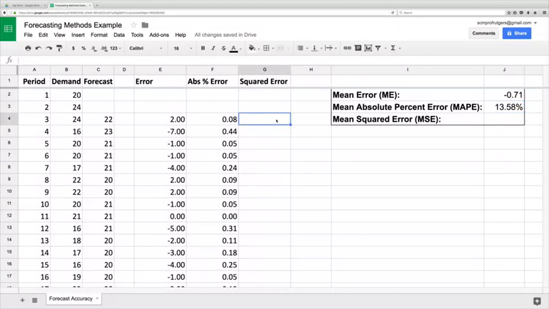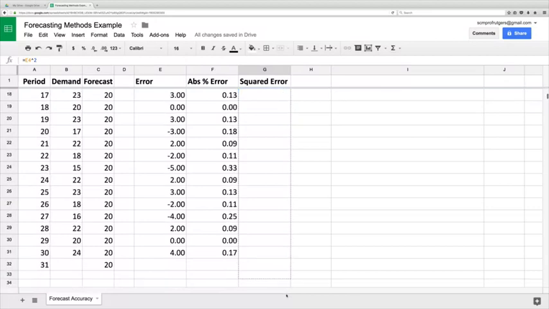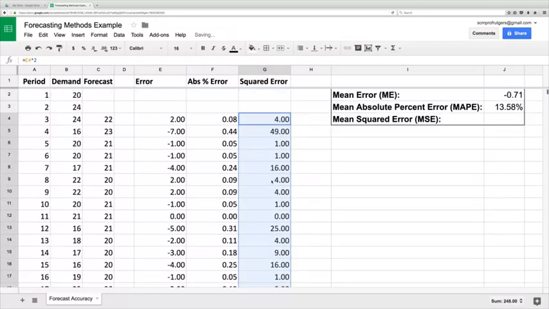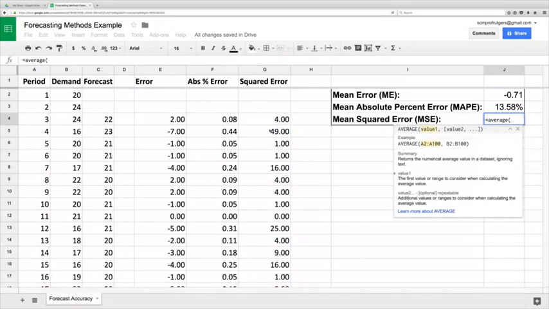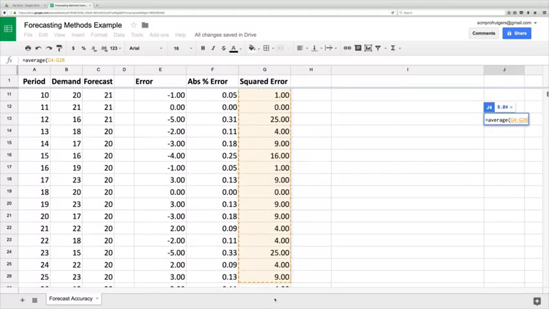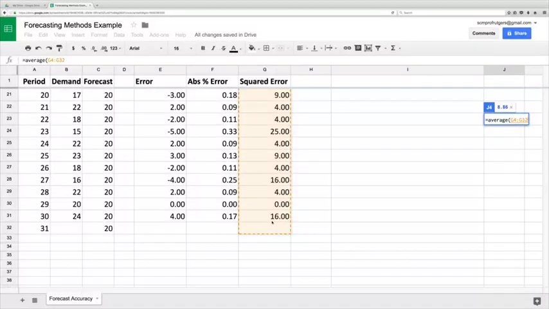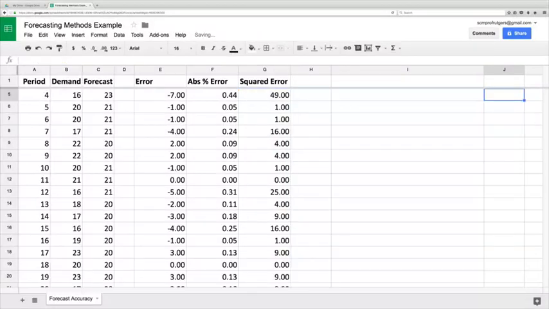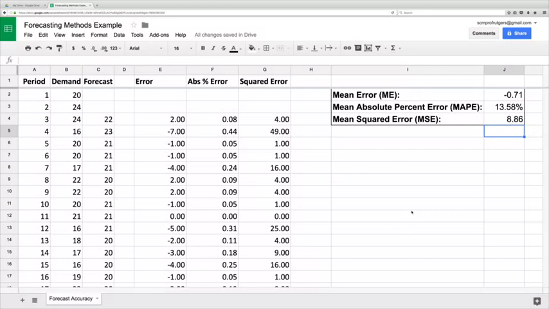So now we are looking at the squared error, and the squared error is simply the error value raised to the second power. All I need to do is drag this formula down, calculate it over all of these values, and then I have another spot where I say it's the average of all the values in column G. And here we go. Our mean squared error, MSE, is 8.86.